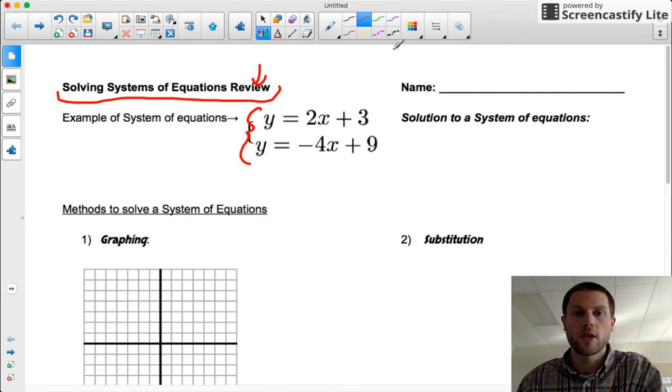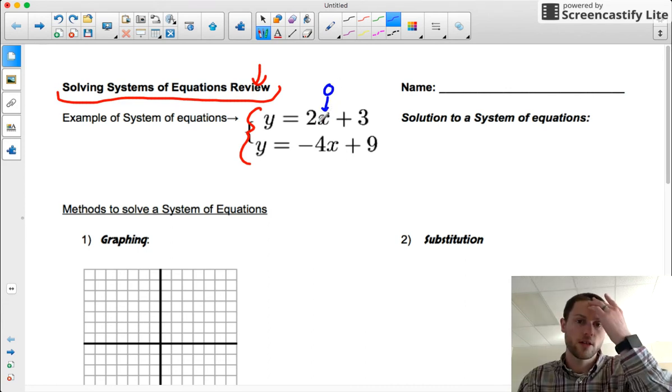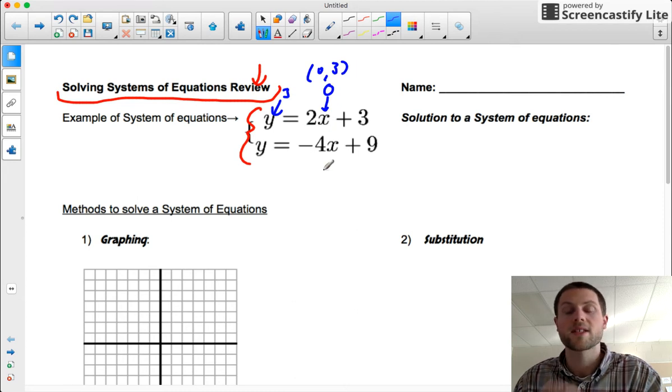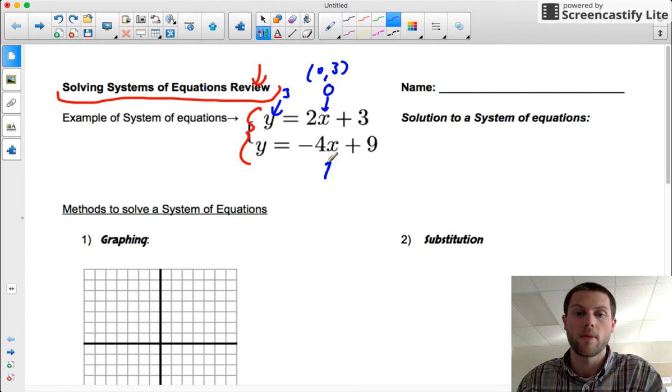In this first equation, I could find a solution to this equation if I use a 0 for x. Let's see, this would give me a 3 for y. So the coordinate 0, 3 is a solution to the first equation. But that is not a solution to my bottom equation. If I plugged in 0 here, this y would be 9. So this 0, 3 is not a solution to this system of equations.